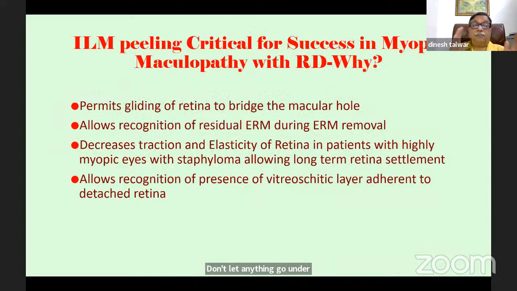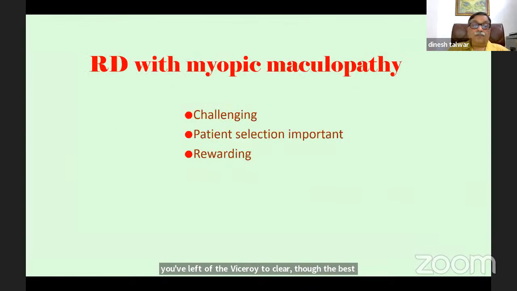Ladies and gentlemen, basically ILM peeling helps a lot for bridging the macular hole because it allows gliding of the retina, increases the plasticity of the retina. The retina now follows the posterior staphyloma. So this is needed. The ILM peeling is needed for the posterior staphyloma cases. And of course, it also allows recognition of anything you've left of the vitreoschitic layer, though the best way to remove the vitreoschitic layer still, as I maintain, is by using triamcinolone.